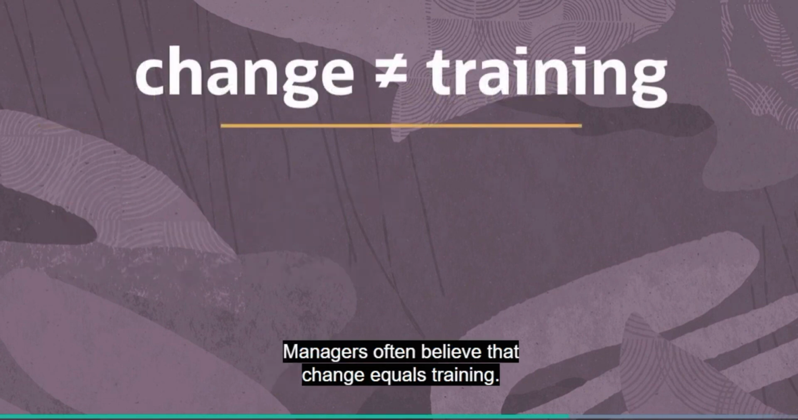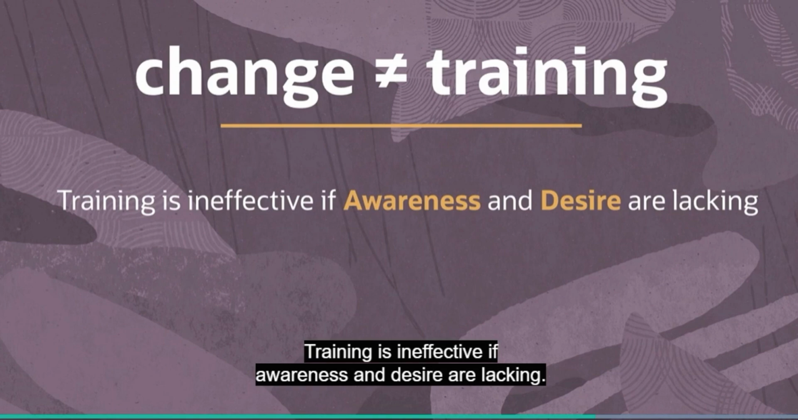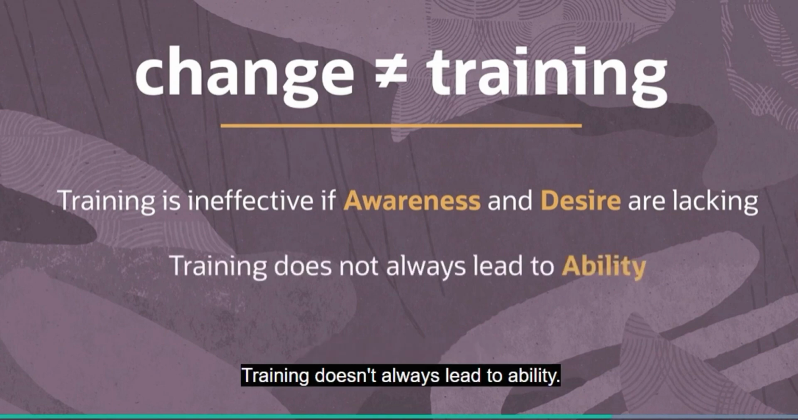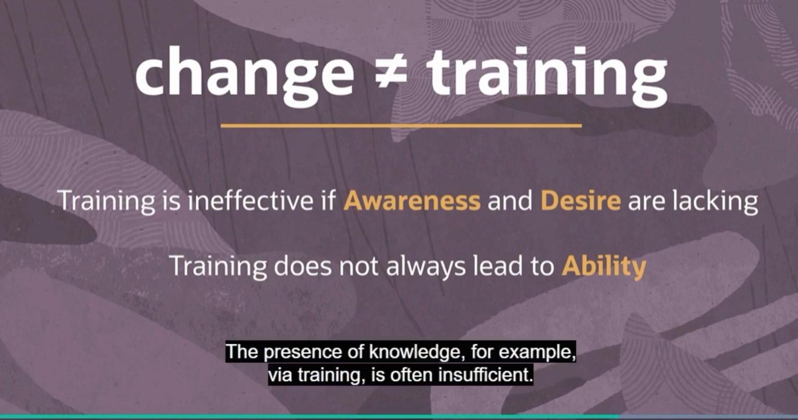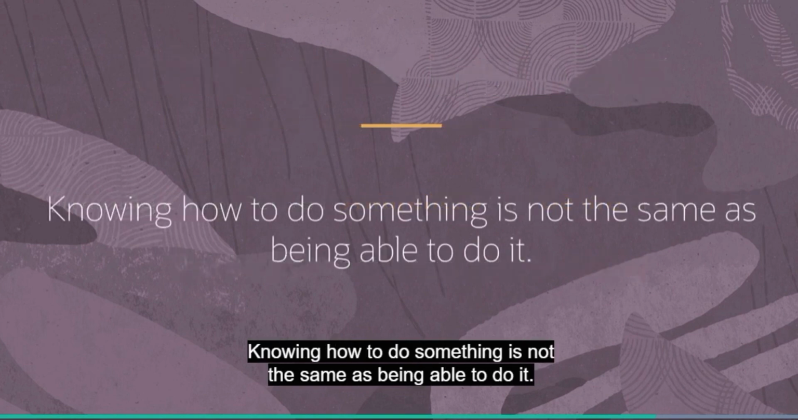Managers often believe that change equals training. It doesn't. And there are two pitfalls with this approach. Training is ineffective if awareness and desire are lacking. Training doesn't always lead to ability. The presence of knowledge, for example via training, is often insufficient. Ability is the act of doing and must be measured in some way. Knowing how to do something is not the same as being able to do it.